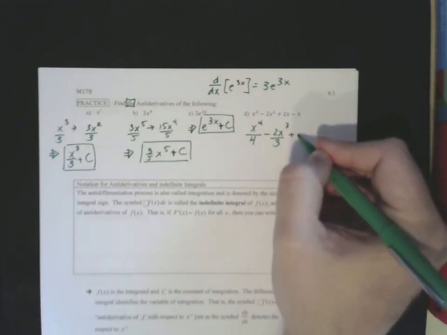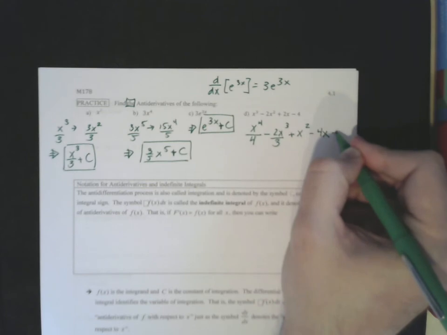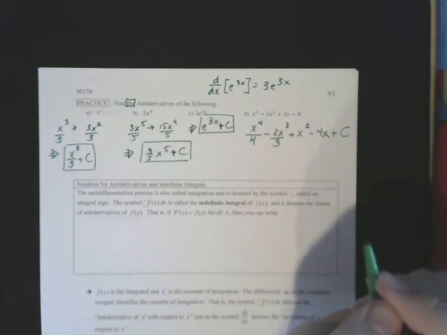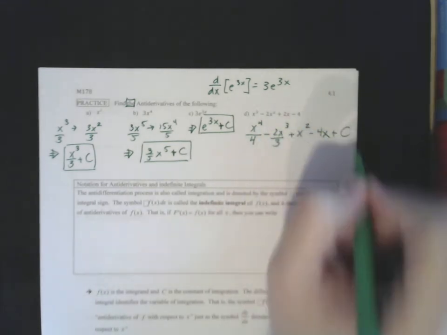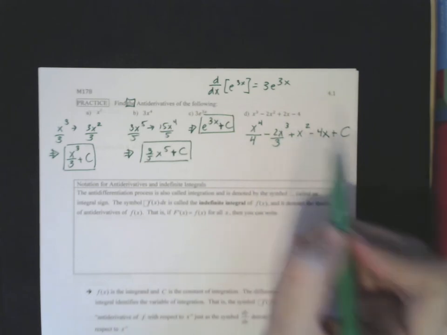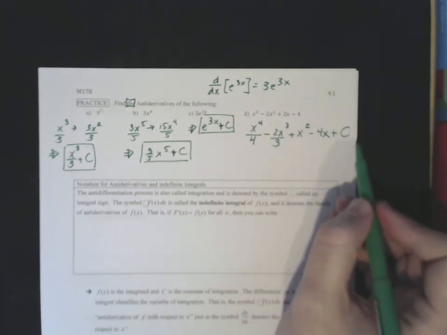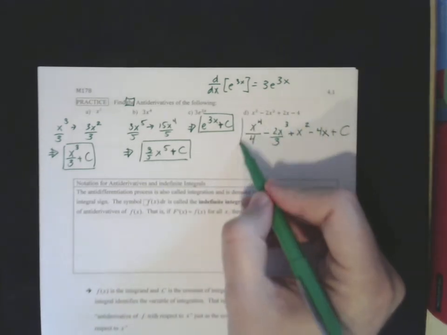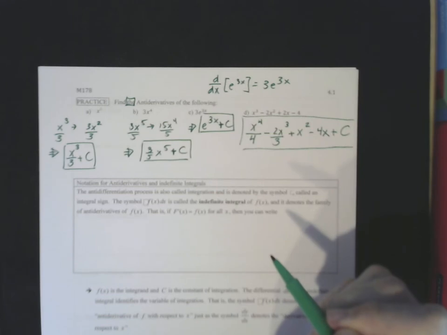The antiderivative of 2x would be x squared, and the antiderivative of 4 would be 4x. And we need our constant here. And as it turns out, we don't need 4 different constants for each antiderivative because you can add the constant that comes from this, plus the constant that comes from this, plus the one from this, plus the one from this. Combine it all into one big constant, c. And so this becomes the antiderivative of this function.